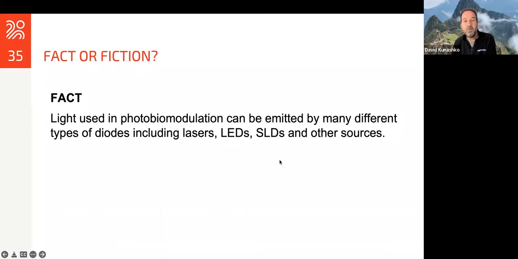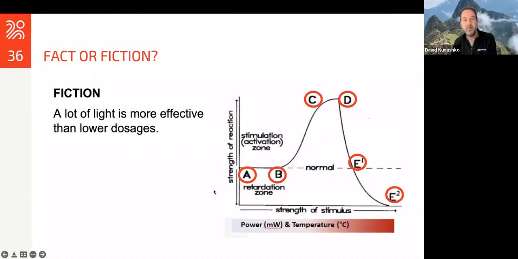Fact: light used in photobiomodulation can be emitted by many different types of diodes, not just lasers, but LEDs, superluminous diodes, which are a hybrid laser LED, and other sources as well. As long as the wavelength is correct and you have enough dosage and use it correctly, then in fact, you can achieve a similar effect. Fiction: a lot of light is more effective than lower dosages. And I mentioned that earlier about the biphasic dose response known to be associated with photobiomodulation.